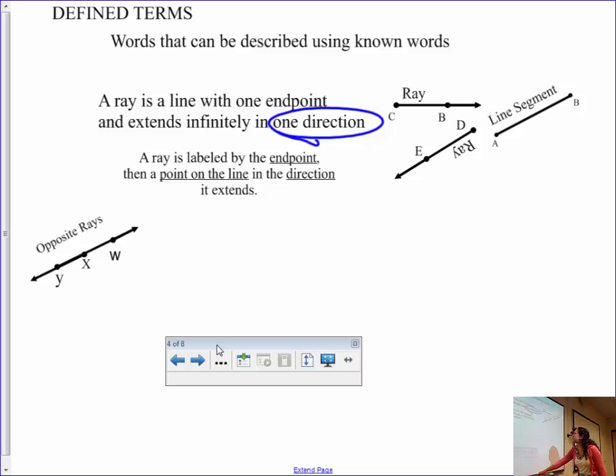So if we look at these 2 rays, we'll start with the one I'm highlighting in green. It starts at point C and goes on forever, but it passes through what we've picked out to be point B. Now, that's important when we start to label these. A ray is labeled by the endpoint first, and then a point on the line in the direction it extends. So if I were going to label this one that we just highlighted in green, I'd have to start with the letter C, since C is the endpoint. It goes through point B, so we're going to write that down next.